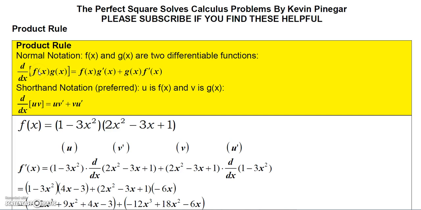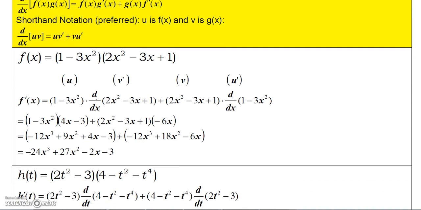So rather than f of x times g of x, let's just let u represent f of x and v represent g of x. So that way we know that u and v are both functions of x. And so the derivative with respect to x of u times v would just be u times v prime, where v prime is the derivative of v, and then plus v times u prime, where u prime is the derivative of u.